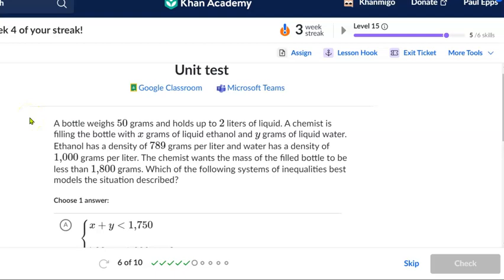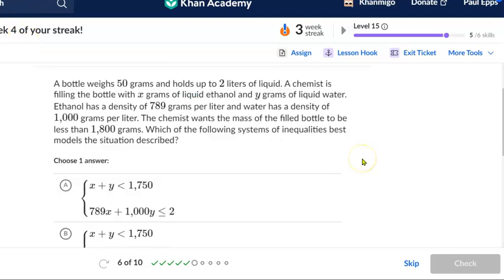A bottle weighs 50 grams, holds up to 2 liters of liquid. A chemist is filling the bottle with X grams of liquid ethanol and Y grams of liquid water. Ethanol has a density of 789 grams per liter. Water has a density of 1,000 grams per liter. The chemist wants the mass of the filled bottle to be less than 1,800 grams. Which of the following systems of inequalities best models the situation described?